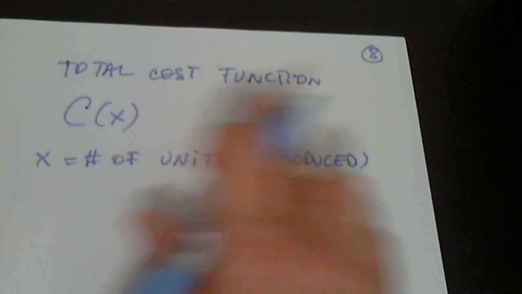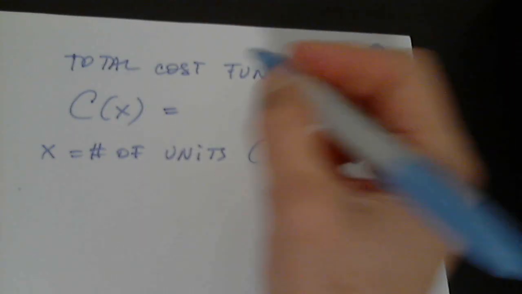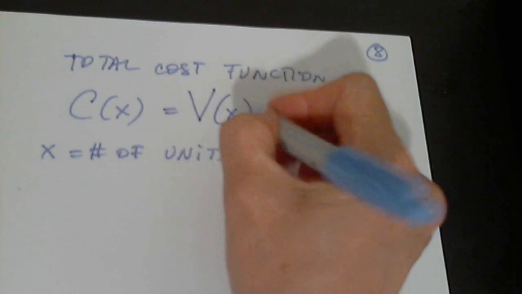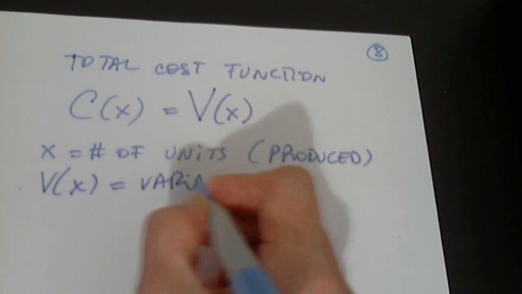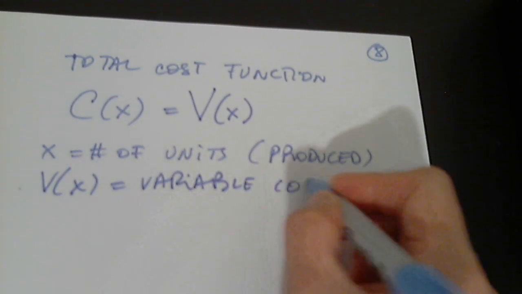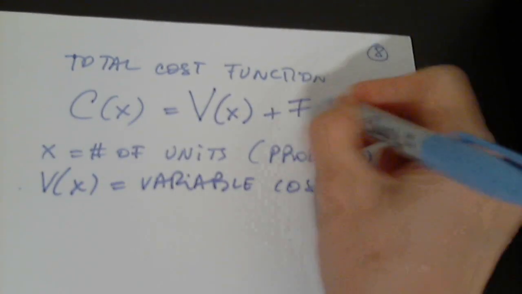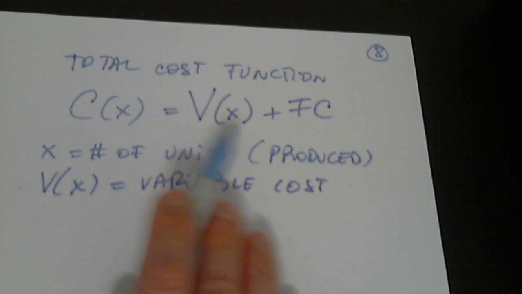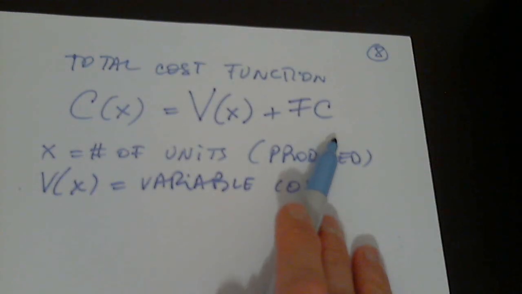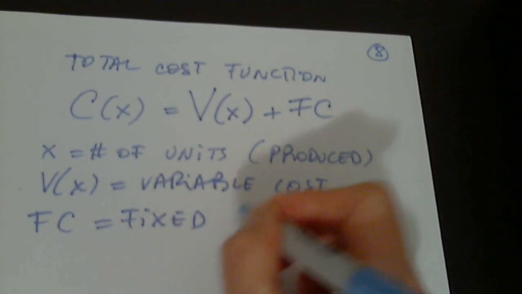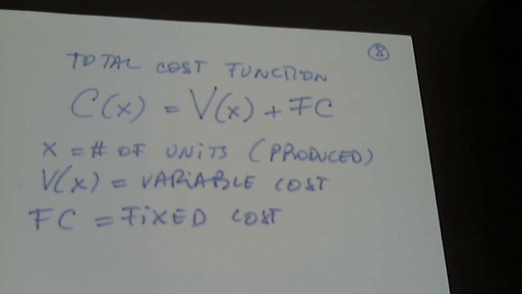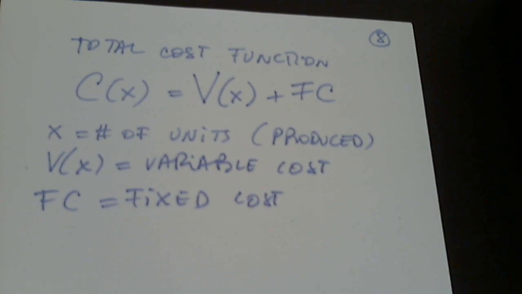So C of x is a total cost function, and it has 2 pieces. The variable cost, V of x, plus something called fixed cost. Notice that these two have x, this one does not. So the fixed cost does not depend on the number of units we've produced.